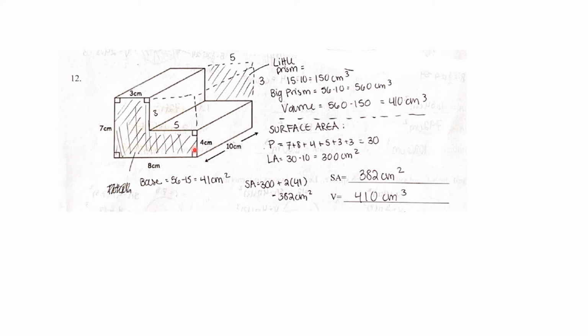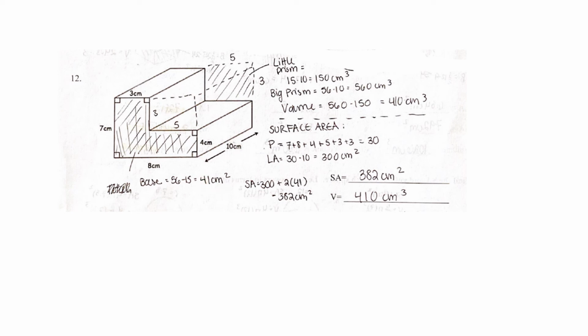And then if I just do 30 times 10, that gives me a lateral area of 300 centimeters squared. So that's just the lateral area. I also have to find the two base areas to add them on, right? So my base here, the way that I did it here was I actually found the larger sort of area. So 7 by 8 was a 56, like this whole entire rectangle. And I just subtracted this smaller rectangle up here, which was 15. So that got me a base of 41 centimeters squared.